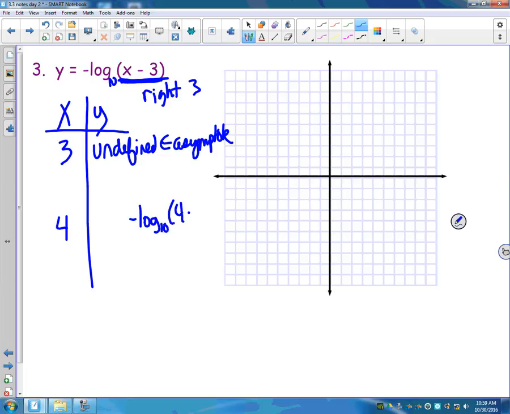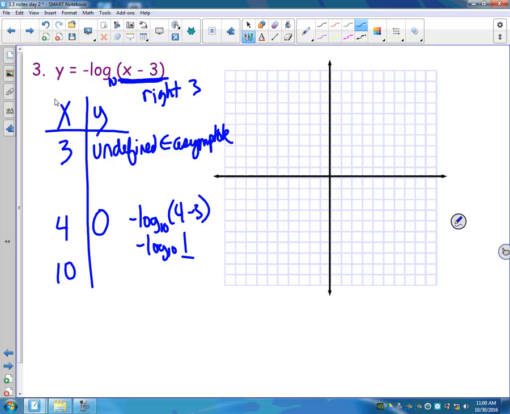And then I would have 4 minus 3, which is negative log of 1. And again, that's a really good one to pick. It's just like picking something to the 0 power, because log base 10 of 1 is what exponent do I need to have a value of 1? And the answer is 0. Well, negative 0 doesn't exist, so that's just 0. So always pick what's going to give me the y value of 0, or what's going to give me this to equal 1. And then I pick the base, so I would pick 10 next.